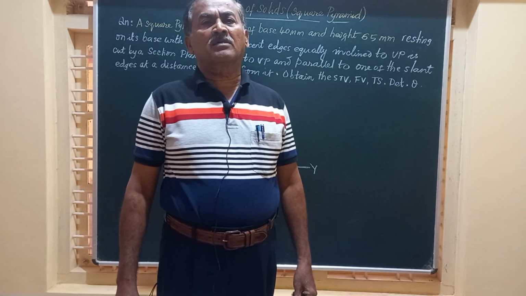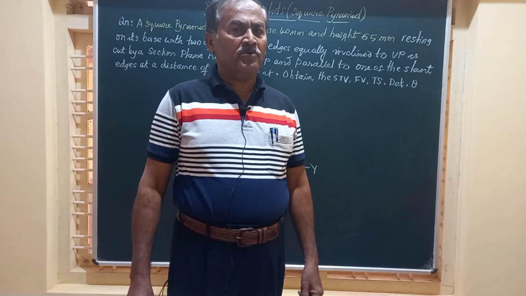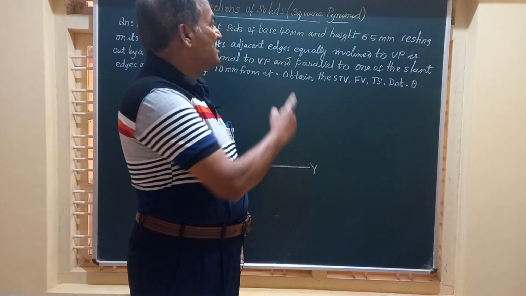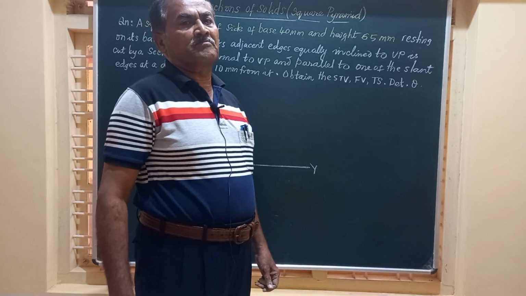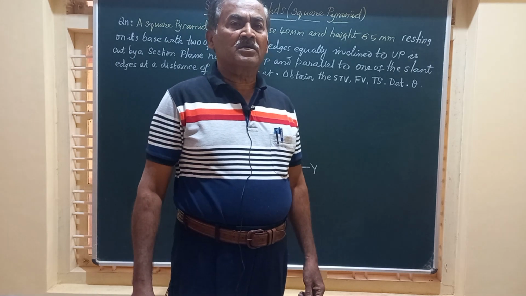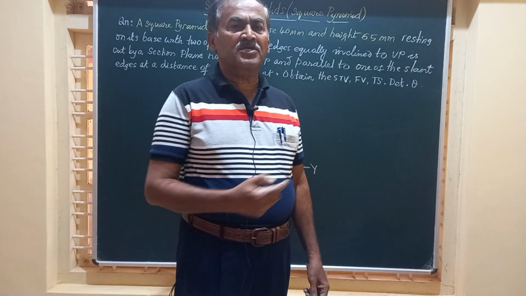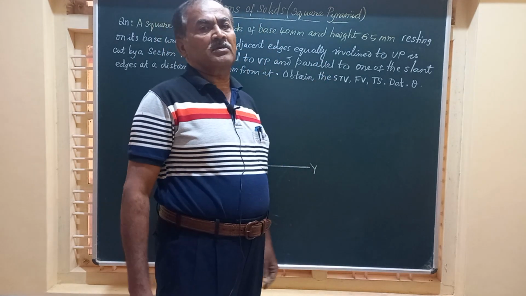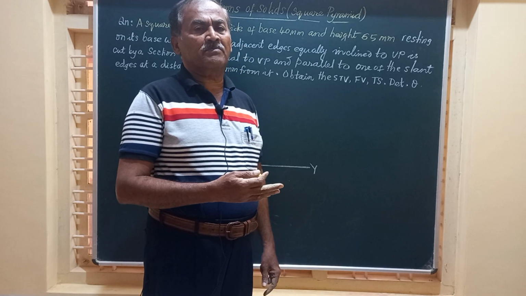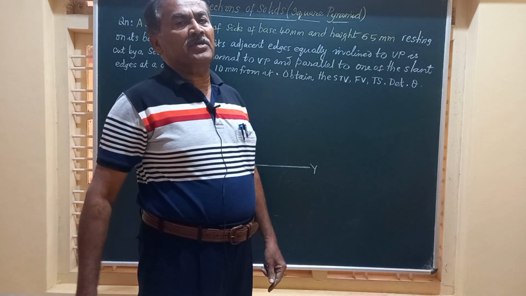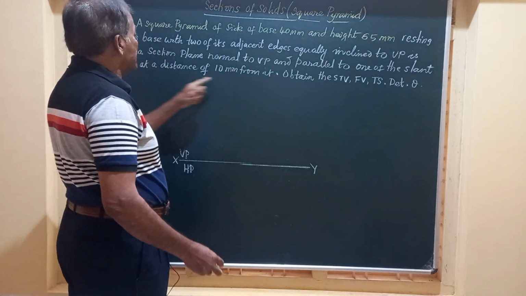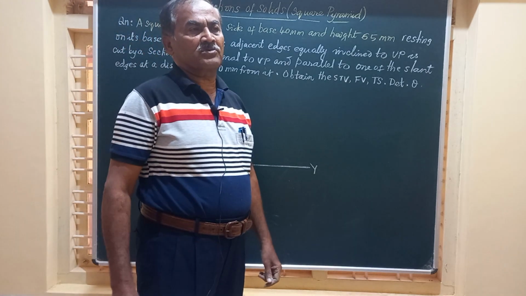In today's video, we are going to work out a problem on the section of a square pyramid, which is resting on its base on HP, with two of the base edges equally inclined to VP. And this object is cut by a section plane normal to VP and parallel to one of the slant edges at a distance of so and so.